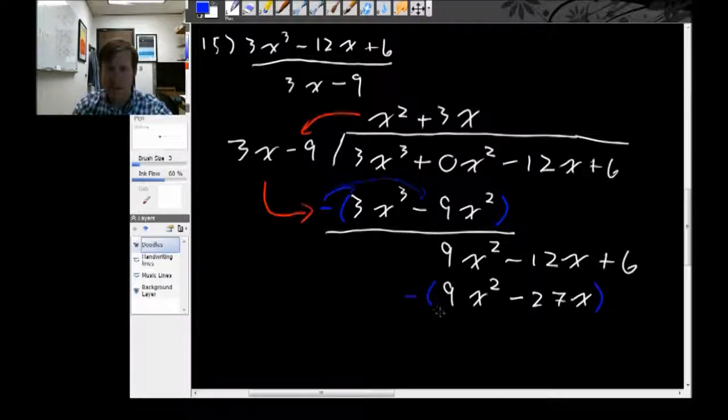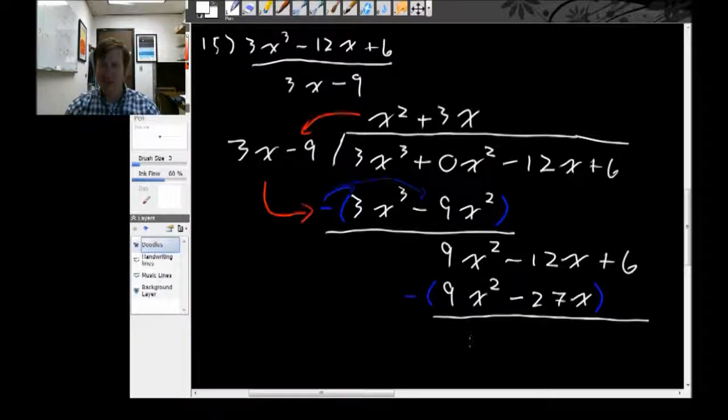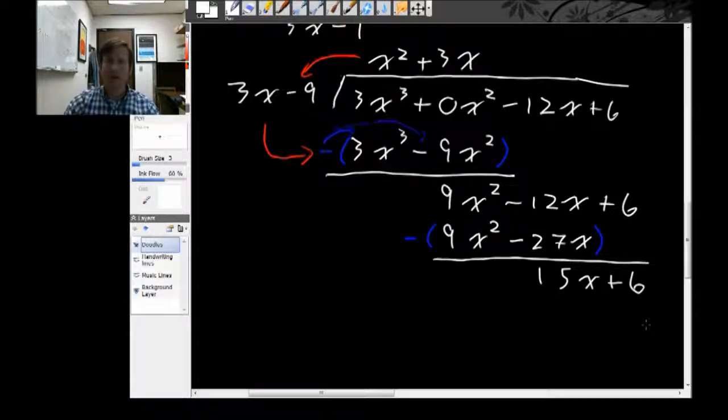And then subtract this. 9x squared minus 9x squared is no x squared, so those cancel. Negative 12x plus 27x, that's going to be 15x, and then plus 6. Almost out of room here. All right, now again, the degree of our remainder is not smaller than the degree of our divisor, so we'll keep going.